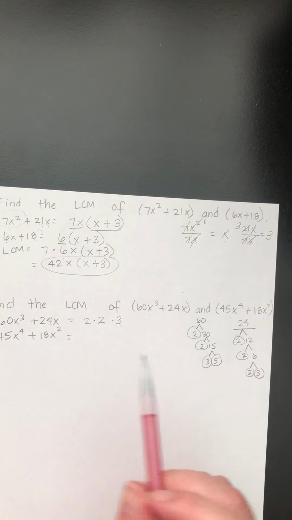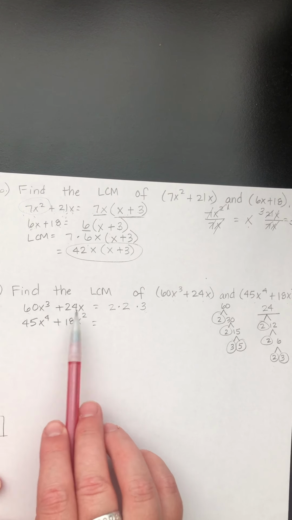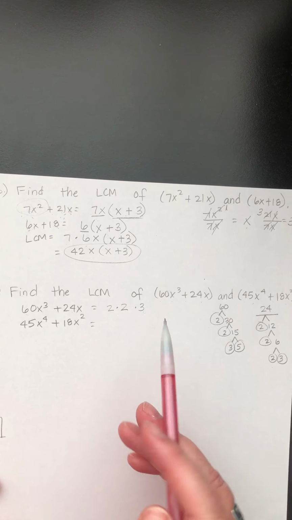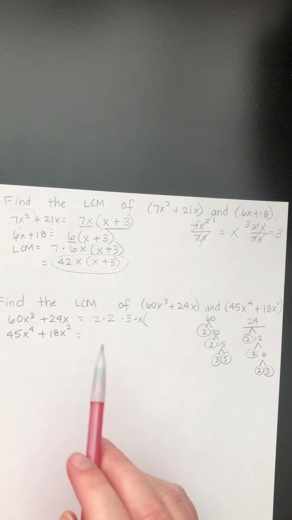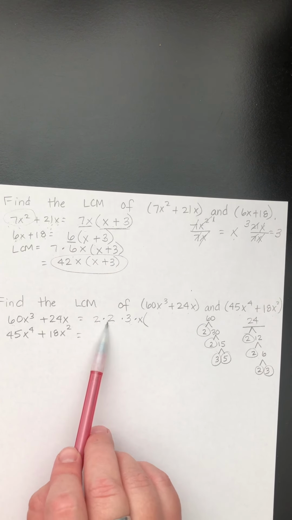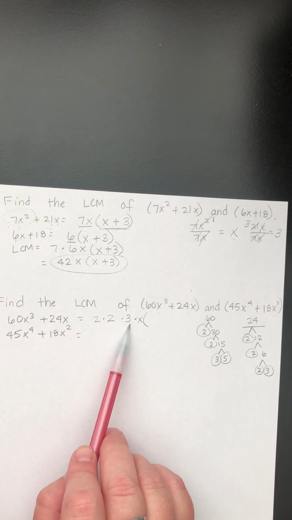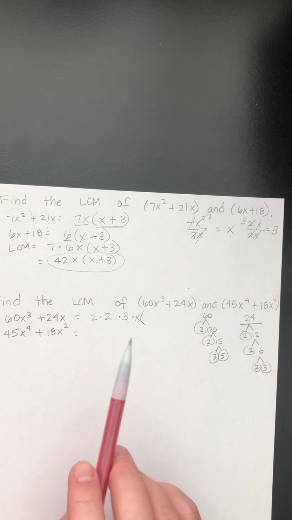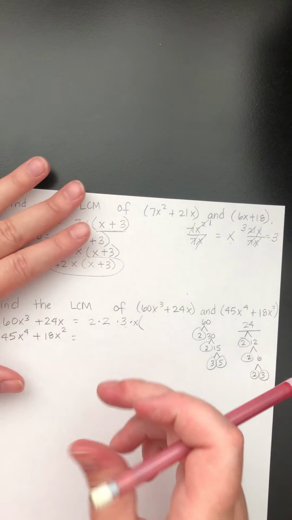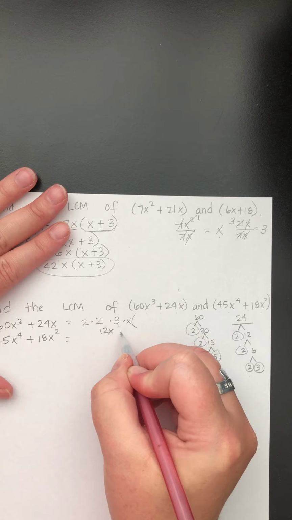The next thing we're going to do, x cubed and x, they both have at least one x, so we can take one x out. Now we have to figure out what is left over. 2 times 2 times 3, remember that's 4 times 3, which is 12. We're going to see our greatest common factor here is 12x, so I'm going to change this to 12x.